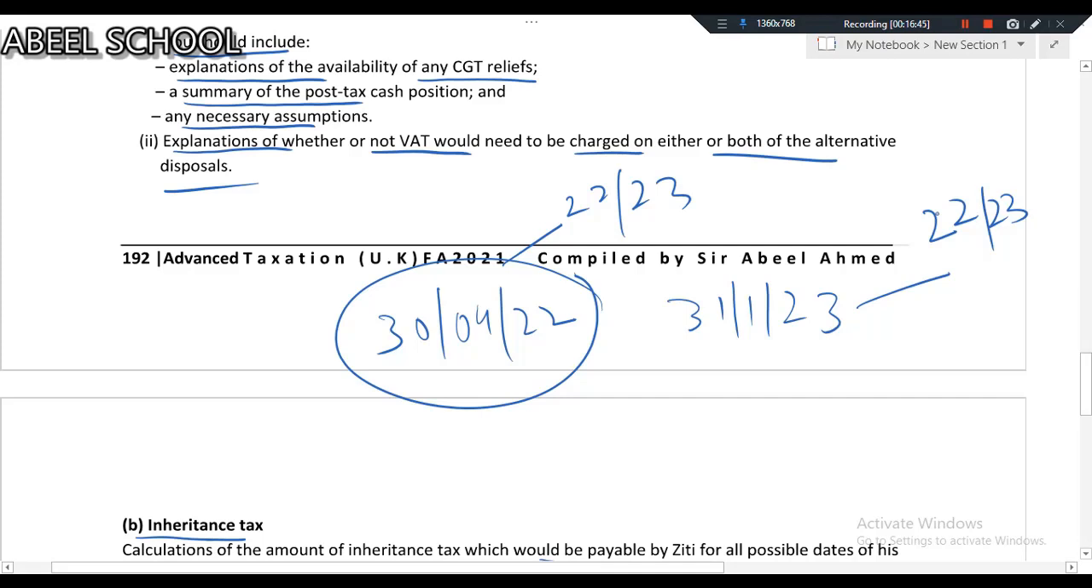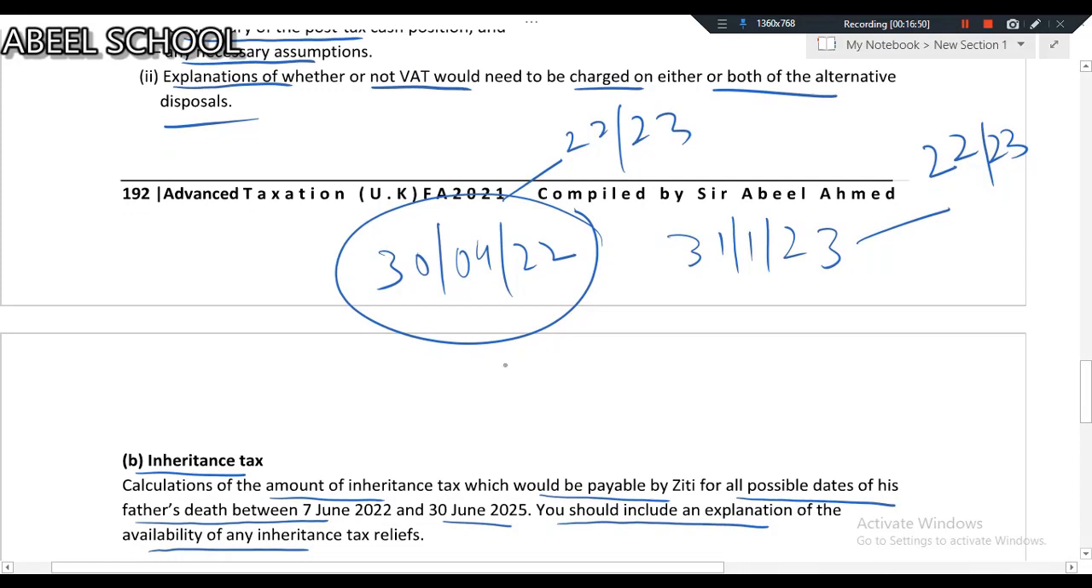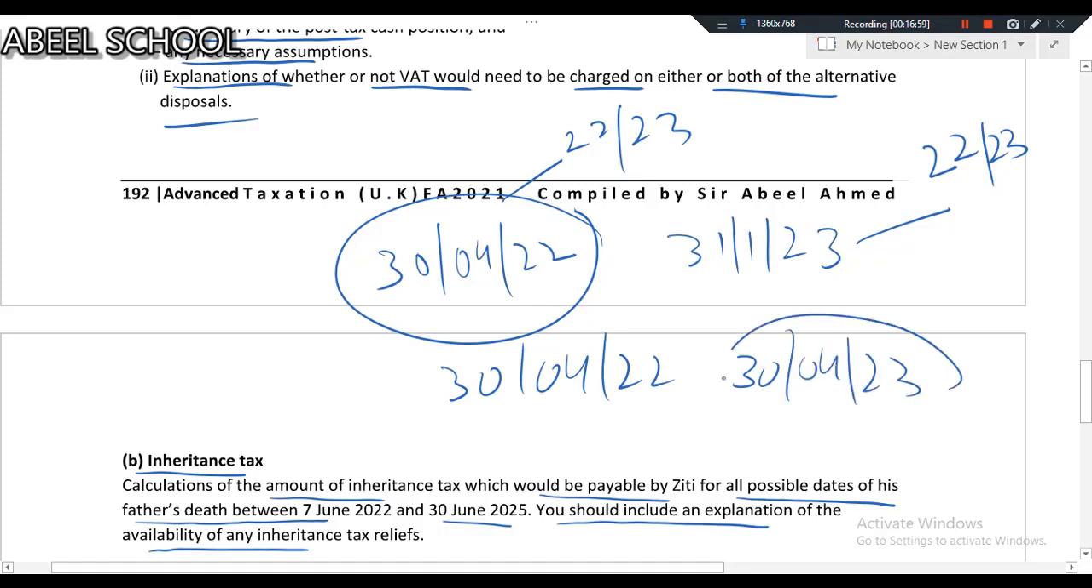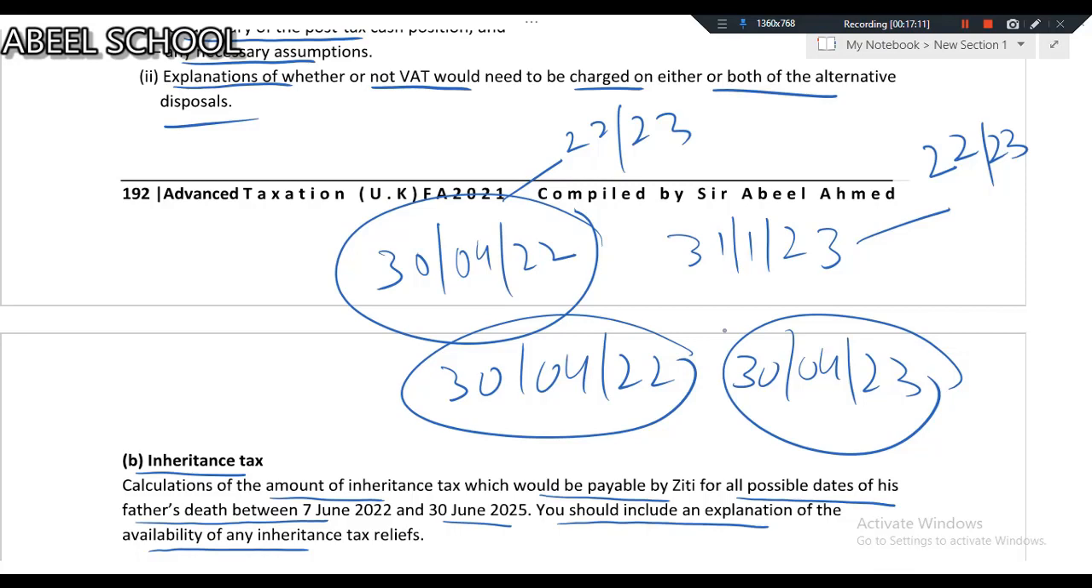But in the other case, when he sells the business on 30th April 2023, this accounting end and the previous accounting end will not fall in the same tax year. So obviously I will not merge the profit of these two. But in case one, when Ziti is going to cease the business on 31st January 23, we have to merge the profits. So let us solve this on Excel.